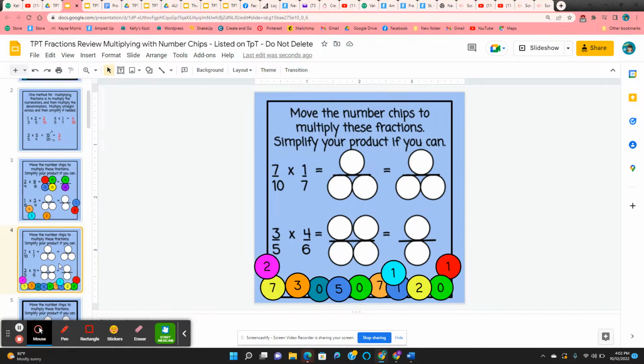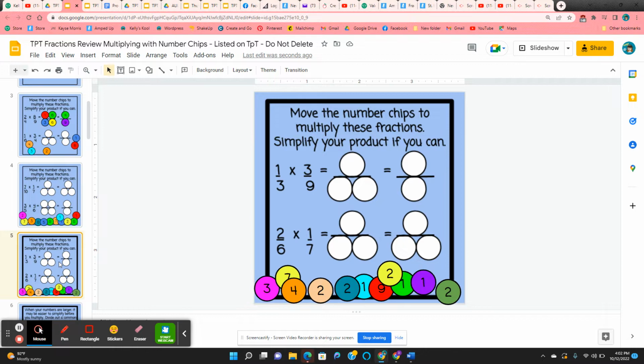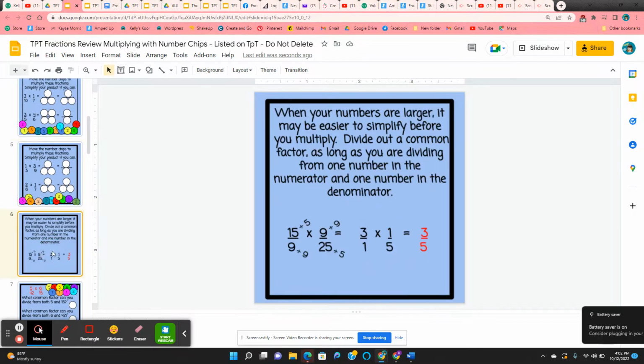They're going to do the same thing with this slide, some more problems to practice. And again, same thing here. Now the second method they're going to be taught is how to simplify before they multiply. When the numbers get bigger, you're going to want to do that to decrease the chance of errors.